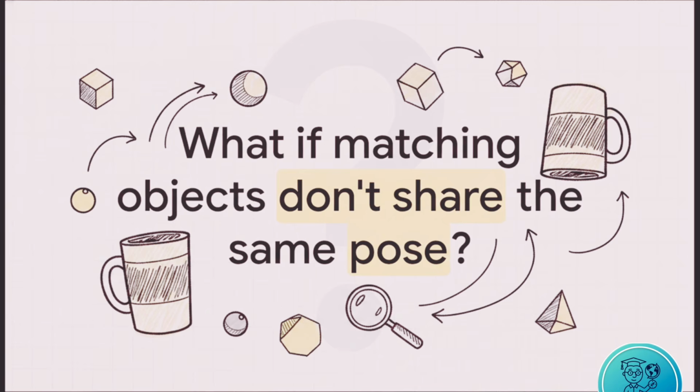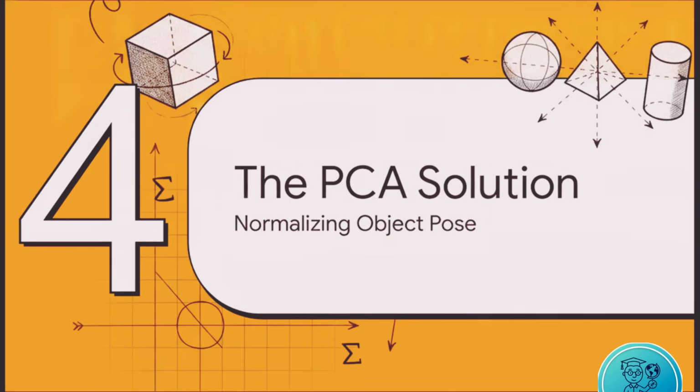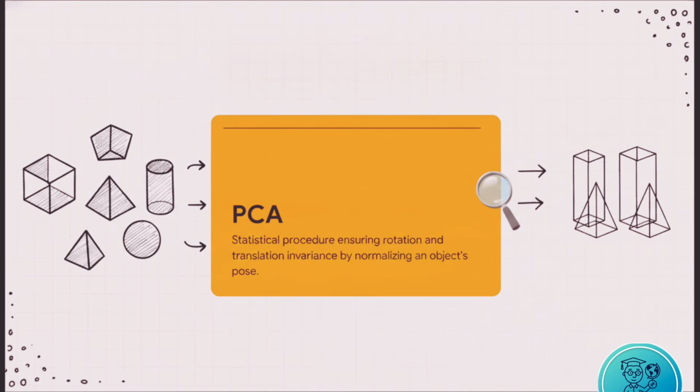So we desperately need a way to standardize the pose before we ever try to take the fingerprint. Enter Section 4, the PCA solution, or how we normalize object pose. To solve this massive headache of objects facing all sorts of different directions, researchers turned to a tool called Principal Component Analysis, or PCA. You might actually hear it called the Hotelling transform or the Karhunen-Loève transform in some circles, but for our purposes today, just think of PCA as an incredibly powerful auto-aligner.